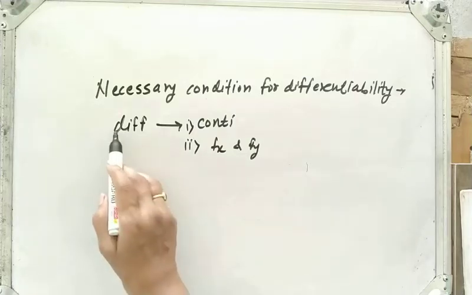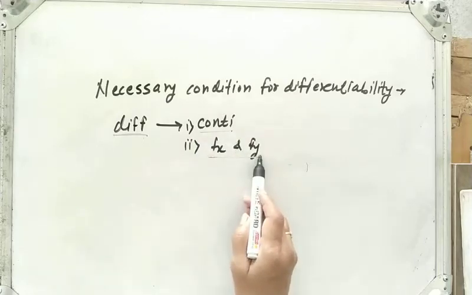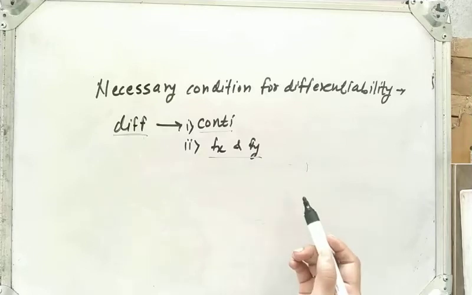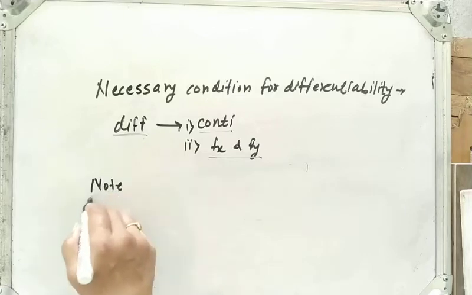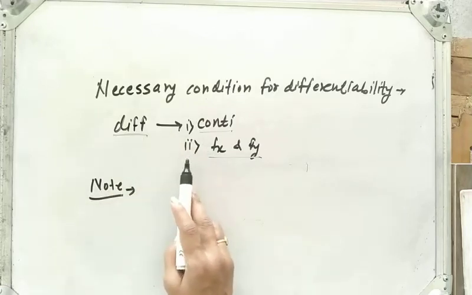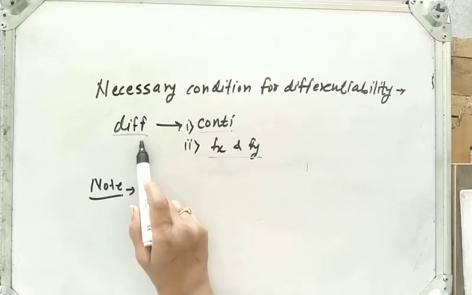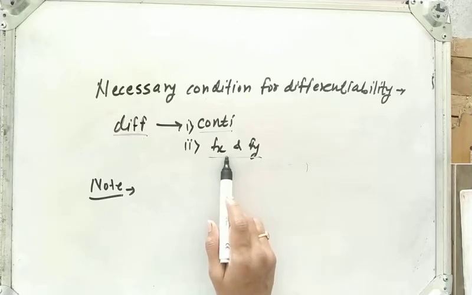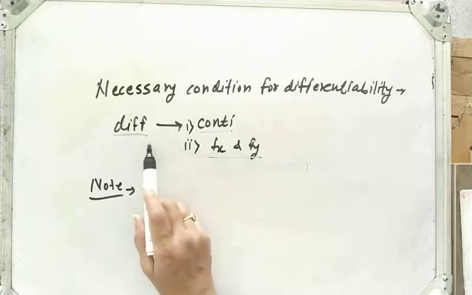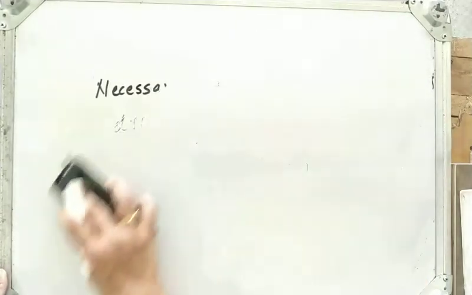If the function is differentiable, then that function will be continuous and first order partial derivatives fx and fy exist. After the proof of this theorem, we have seen one note. What was that note? It is the converse part. If the function is not continuous, then we can say that function is not differentiable. Or if either of the first order partial derivatives of the function does not exist, then that function is not differentiable. Now let us solve some examples in which we will use that note.